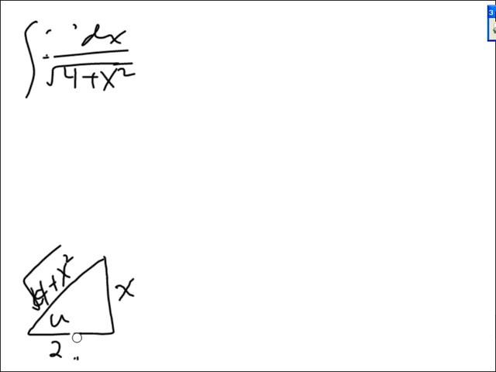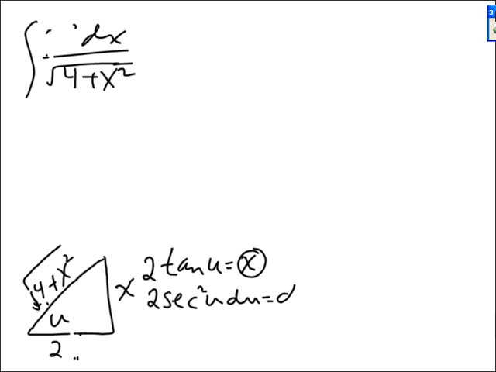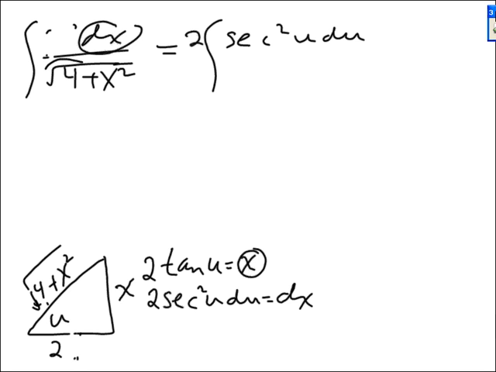2 squared, which is 4, plus x squared. Well, of course that equals the square root of 4 plus x squared, squared. Okay, we know that the tangent of u is x over 2. So 2 secant squared u du is equal to dx. And that's what I want. I want dx. So that's done. That's 2, which I'll put in front, secant squared u du. Now I need to decide how to write that part using u's.